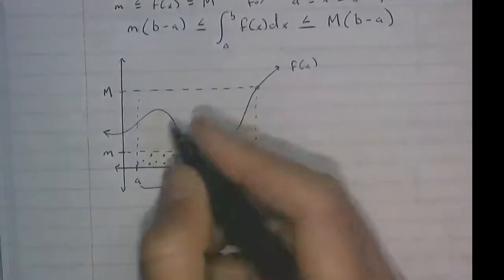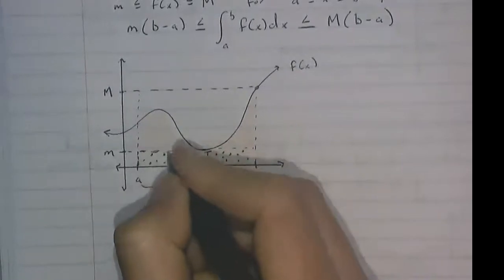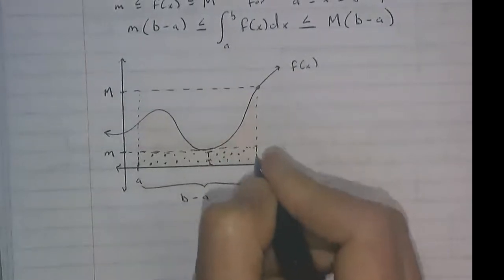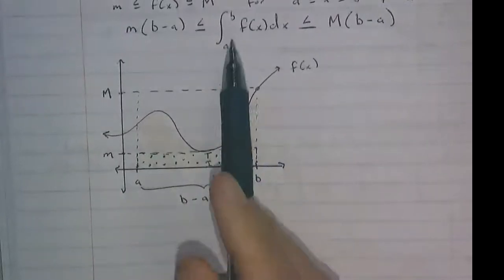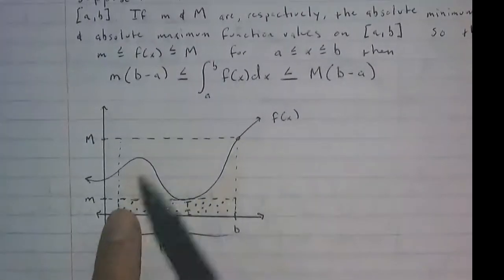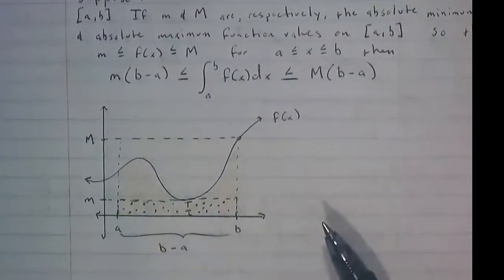So this green polka dotted rectangle, m times b minus a, that area is less than the area under the curve. That sort of checks out.